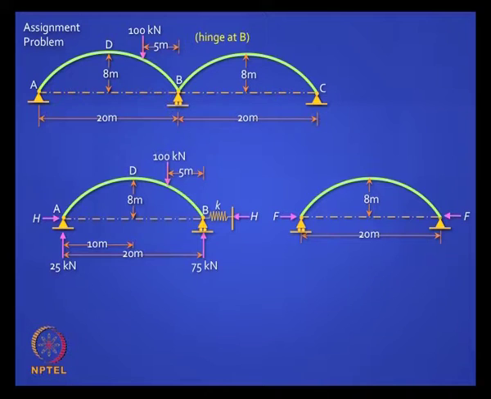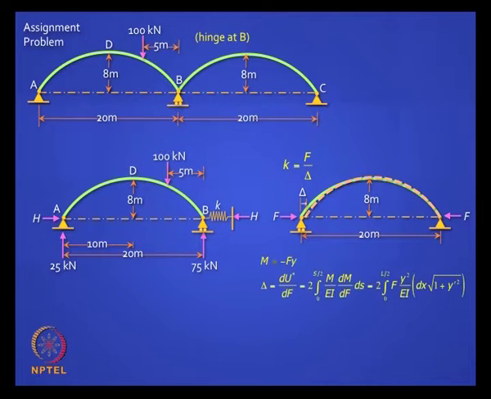Now how do you find this delta? You can use any of the methods, but the easiest would be to use the energy method itself. So do you agree K is F by delta? If you use the energy method, you will find that the bending moment at any section in that arch is only due to F. So it is F into y, a hogging moment, minus Fy. Do you agree?